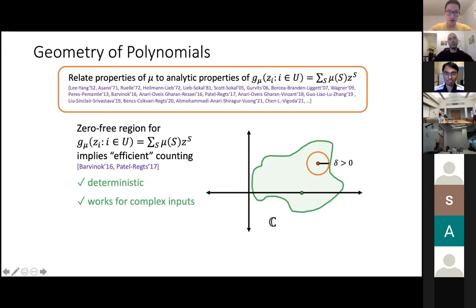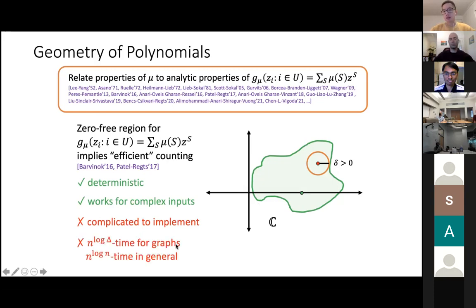But it has two disadvantages. The first is that the method is fairly complicated to implement. And the second is that the running time is polynomial with a bad exponent for problems like graphical models, and it's actually quasi-polynomial in general. Nonetheless, the message here is that if you have a nice zero-free region, then you can get efficient, polynomial-time approximate counting and sampling algorithms.